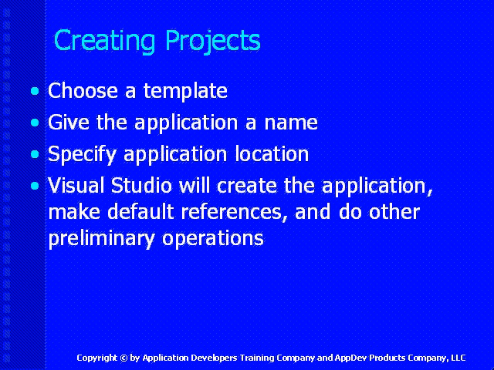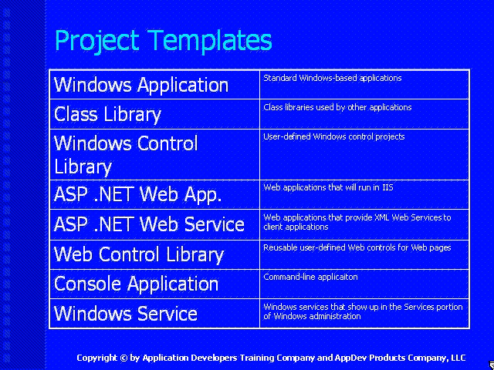When we create projects, the first thing we need to do is choose a template, give our application a name, and then specify a location for the application. Visual Studio will go through the trouble of creating it, making some default references, and doing other preliminary operations. Here are the project templates. We looked at a couple of them, but let's look at them in more detail.